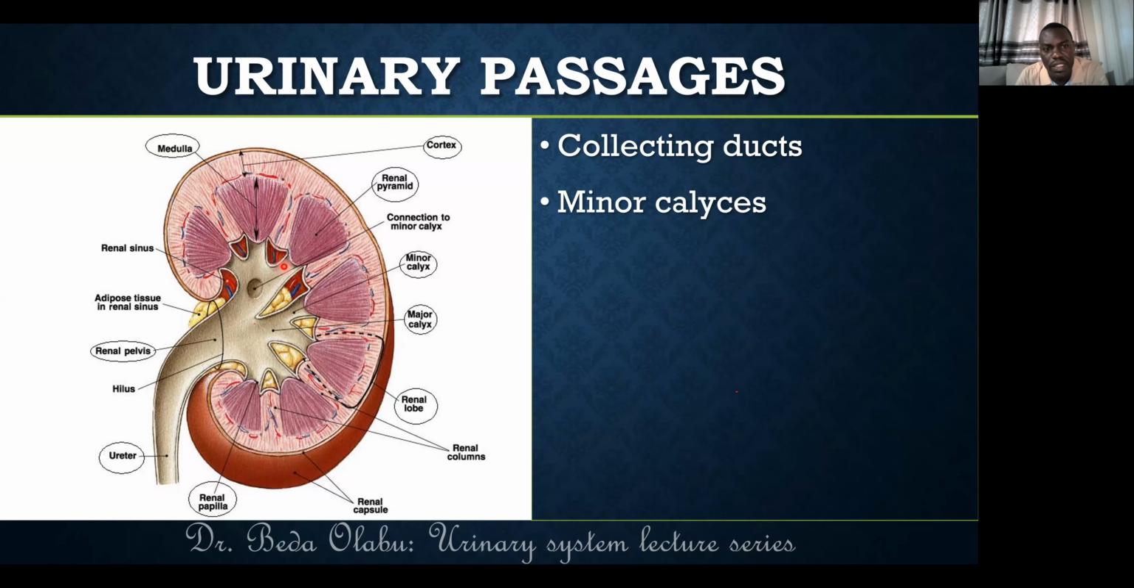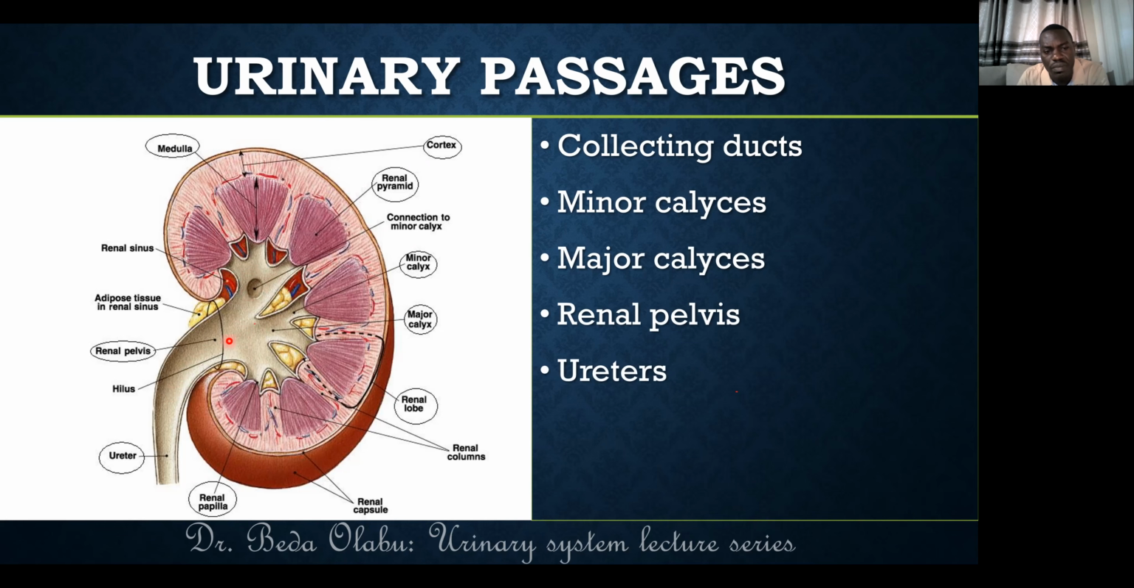From the minor calyces, urine goes to the major calyces. We agreed that we have three major calyces: the superior, middle, and inferior major calyx. From the major calyces, urine goes to the renal pelvis. There's one renal pelvis. Now, the minor calyces, major calyces, and the renal pelvis is what we called the pelvocalyceal system yesterday. From the renal pelvis, urine goes to the ureter.